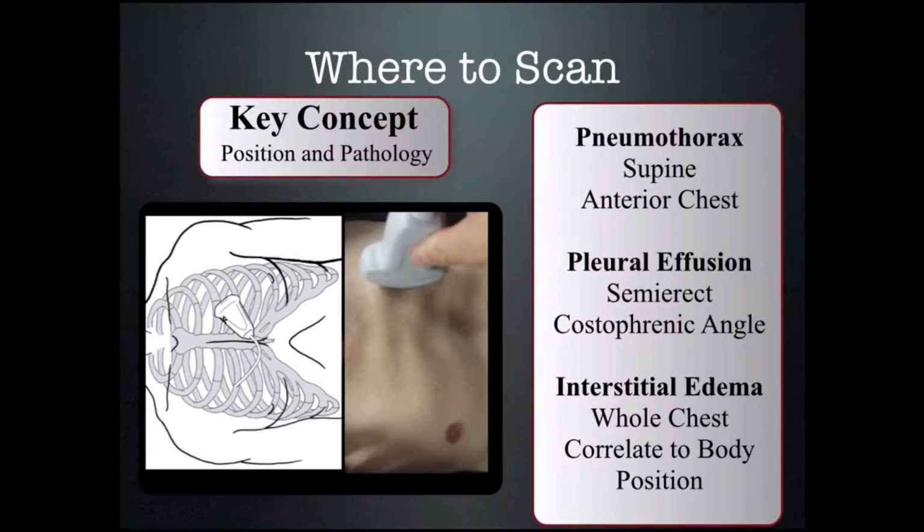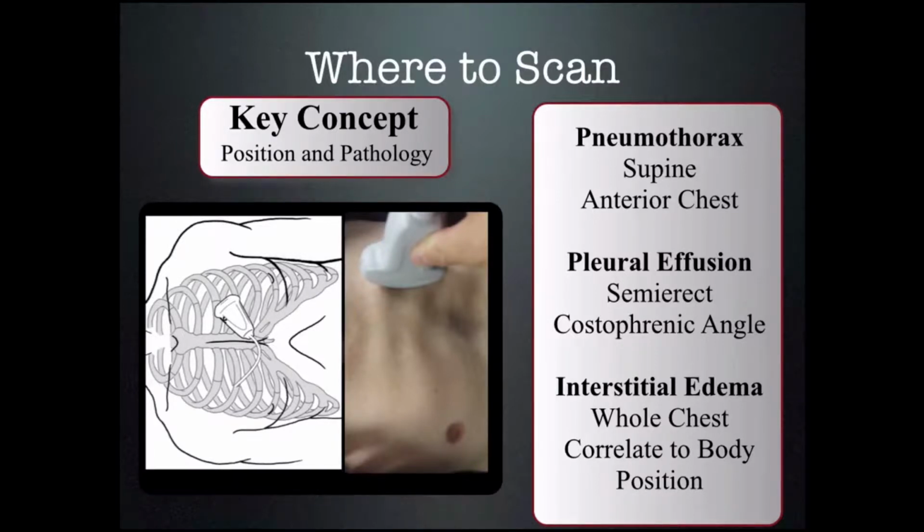And then we scan the anterior chest because the pneumothorax, or the air outside the lungs, will rise anteriorly to the most superior portion of the chest. If we were standing up, that would be under the clavicles and we would not be able to see it. If we're lying flat, that will be the anterior chest wall near the nipples and will be easy to see. We'll cover this in a few minutes.